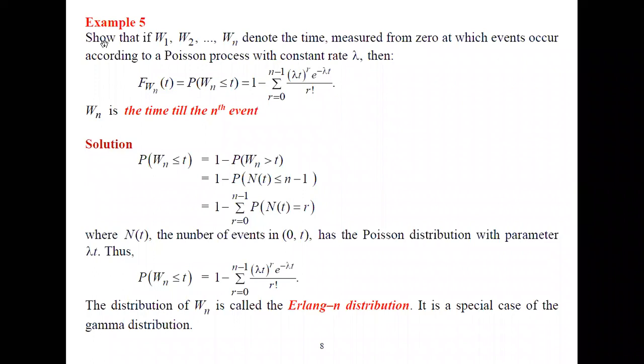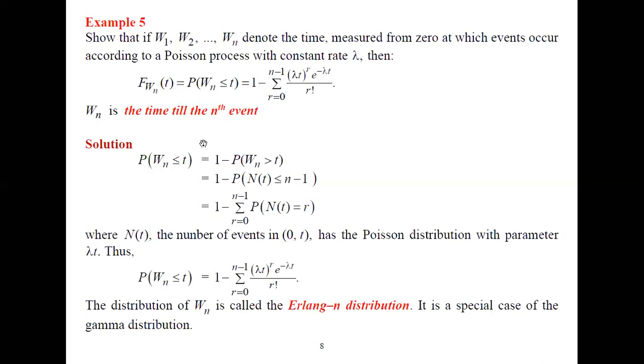Okay, so let's continue. Show that if W1, what is W1? The waiting time for the first event to occur. What is W2? The waiting time till the second event occurs. So these are waiting times. Denote the time measured from zero at which events occur according to a Poisson process with a constant rate lambda. Then the distribution function of Wn is given by this expression, where Wn is the time till the nth event occurs. Okay? Good.